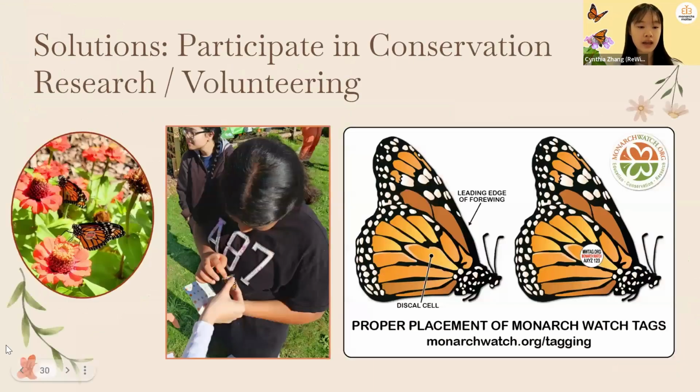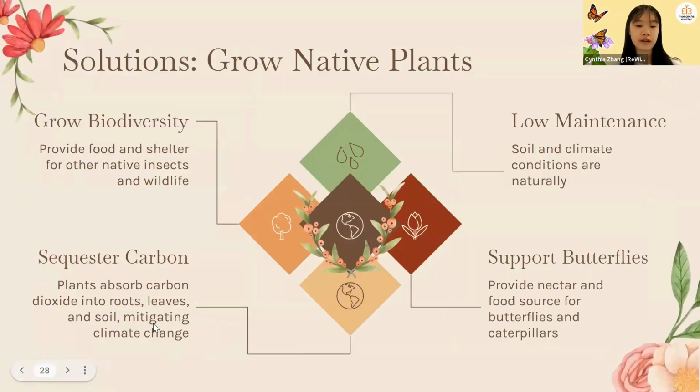And then the fourth advantage is that native plants sequester carbon as well. That means that they absorb carbon dioxide from the atmosphere into their roots, leaves, and soil, which helps mitigate climate change.